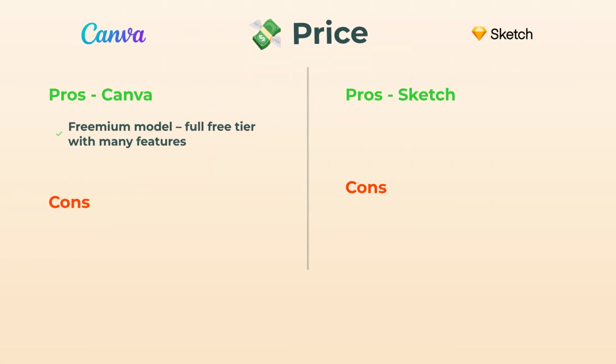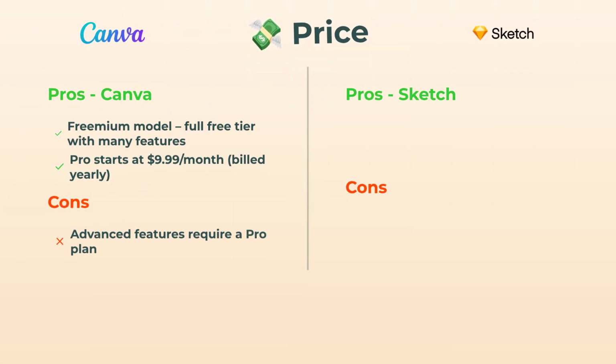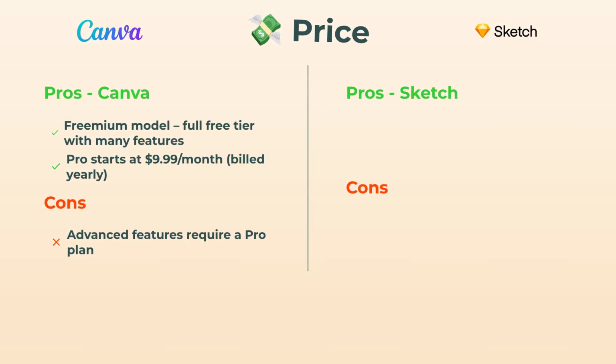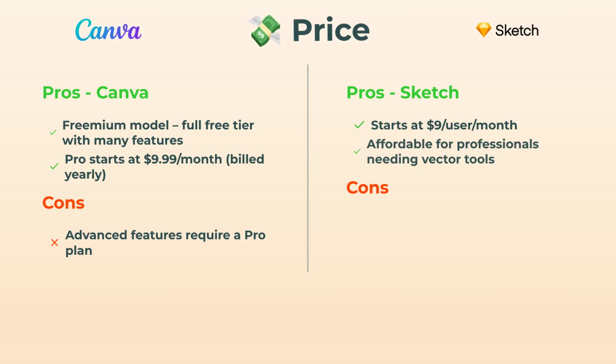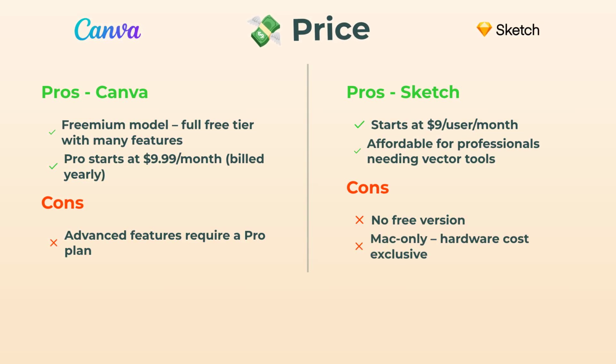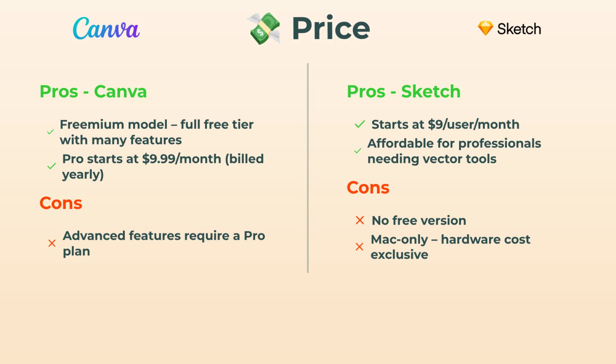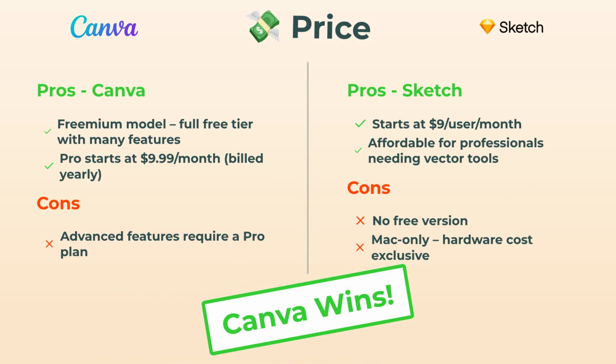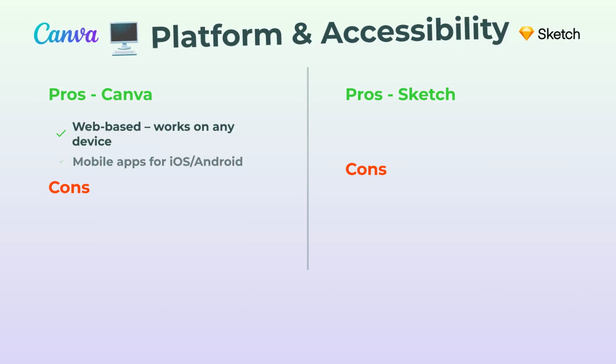First up, price. Canva, honestly, kind of awesome here. You get a whole free tier with loads of stuff, and if you want to go pro, it's, what, $9.99 a month if you bill yearly? Not bad. Sure, the fancy features are locked behind pro, but for a lot of people, free is plenty. Sketch, though, starts at $9 per user each month, so the costs can add up, and there's no free version at all. Oh, and you gotta be on a Mac, which, let's face it, isn't exactly entry-level. So, for price, Canva totally takes the win. Easy.